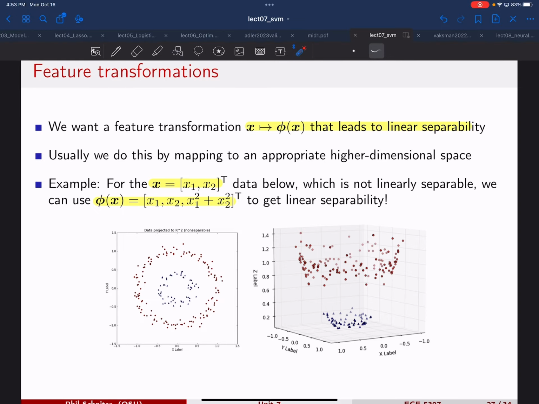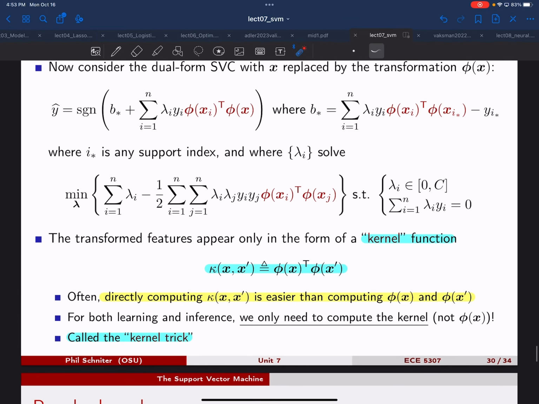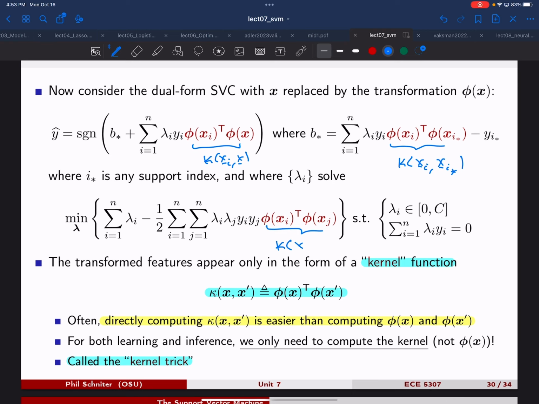Right. Can you go back to slide 30? Yeah. So our final equations are going to be the 3 that are on this page, just with the phis in red replaced with the kappa. We're going to have this be a kappa, xi star, and this would be kappa xi xj.